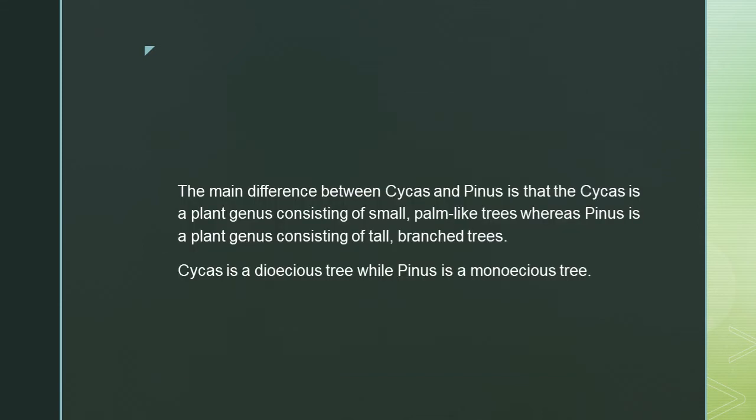The main difference between Cycas and Pinus is very important as it has been asked many times. Cycas is a plant genus consisting of small palm-like trees, whereas Pinus is a plant genus consisting of tall branched trees. Cycas is dioecious. Dioecious means unisexual, and Pinus is monoecious. Monoecious means bisexual. Keep it in mind.